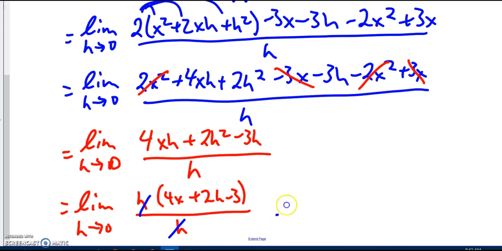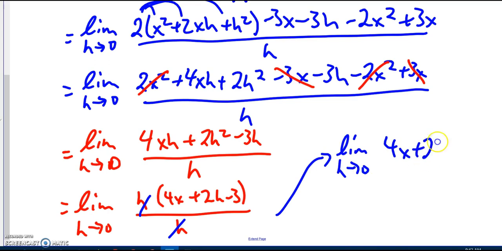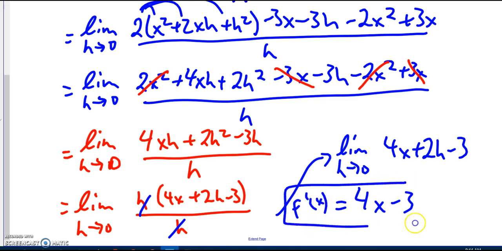Okay, so I'm going to continue over here. So that means the limit as h approaches 0 of 4x plus 2h minus 3. And then our last step would be to substitute in 0 for h. So our limit, or our derivative, I should say, of our function is 4x minus 3.